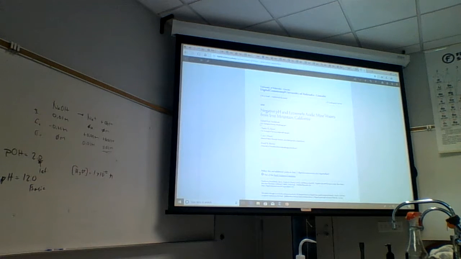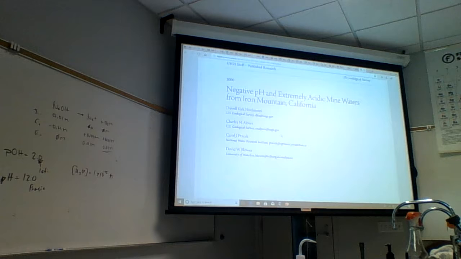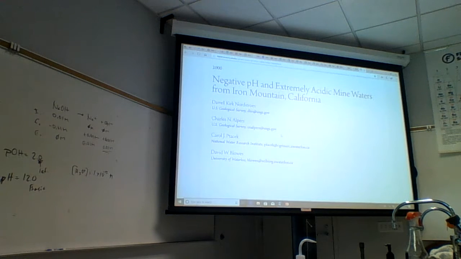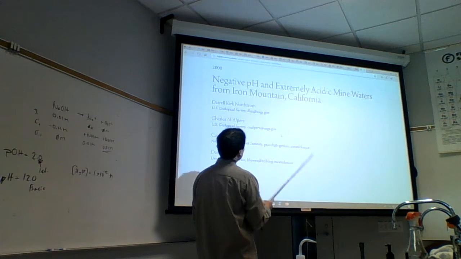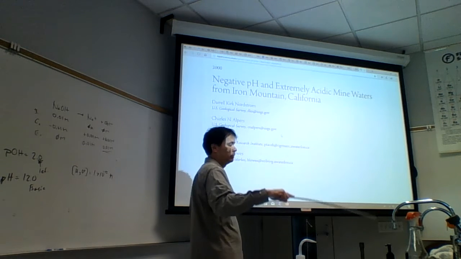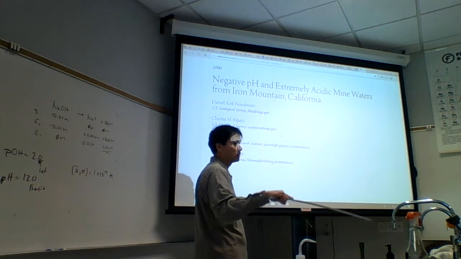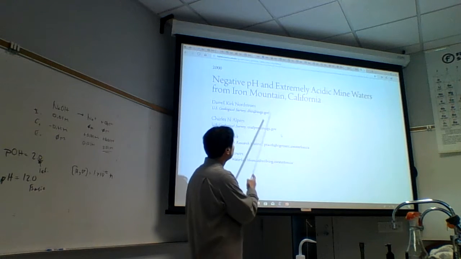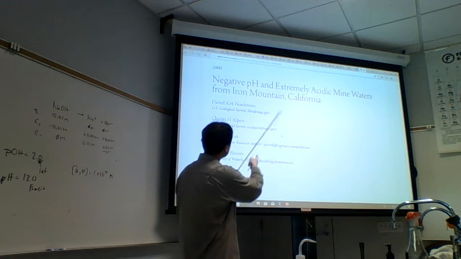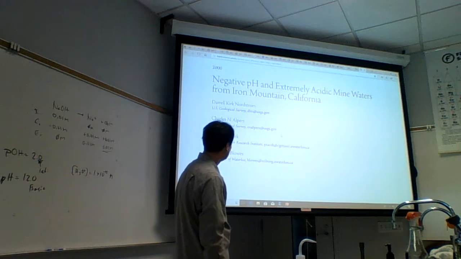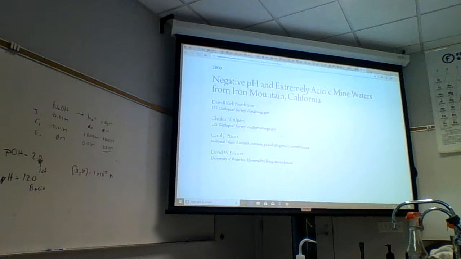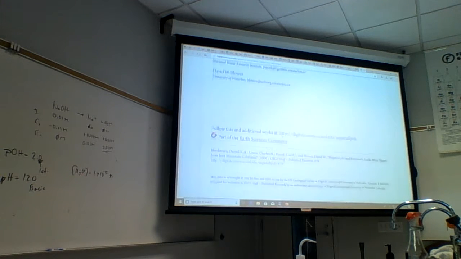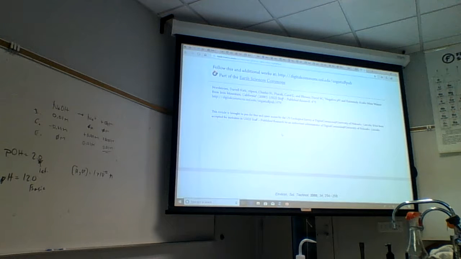We can actually go negative pHs. You can read it here: negative pH in extremely acidic mine waters. When we're at 0, that's pretty acidic, but we can actually go negative. Extremely acidic mine water from Iron Mountain, that's in California. California's got really diverse geology. But this is natural water, this is not man-made. Of course, we can make a solution. It's easy to make a solution that goes negative in the lab.